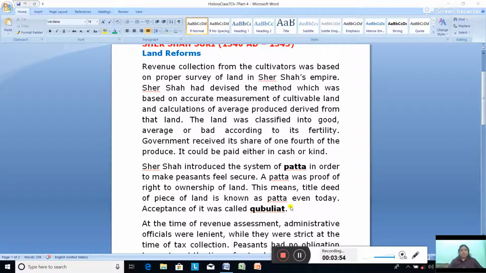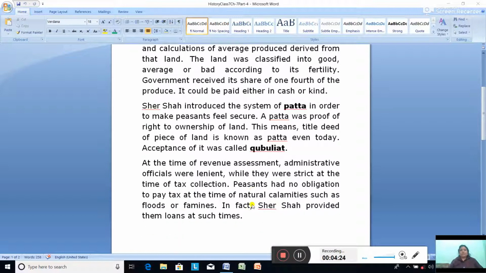It showed to whom the ownership of the land belonged. Okay, proof you have. This system was known as patta. And acceptance of this patta system was known as Kuboliyat. So acceptance of patta was called Kuboliyat. Understood here? Land revenue, the new system which was known as patta.